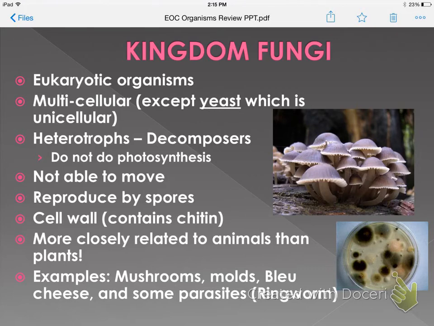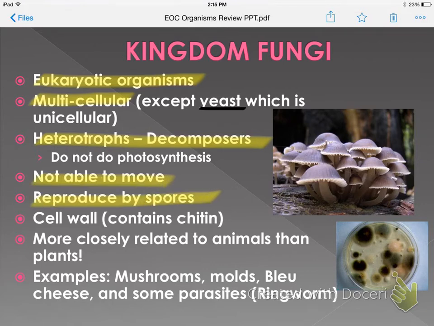Kingdom fungi, these are also your eukaryotic organisms, and they're mostly multicellular, although yeast is unicellular. These are heterotrophs, or decomposers, so they don't do photosynthesis, and they can't move. They reproduce via spores, and they do have a cell wall. Examples that you should be familiar with: mushrooms, molds, blue cheese, and some parasites such as ringworm.